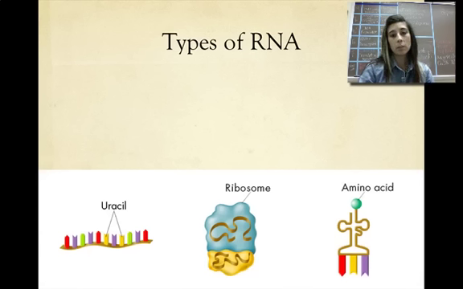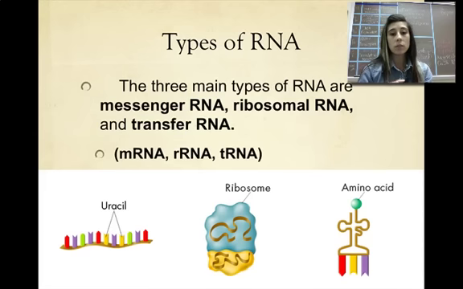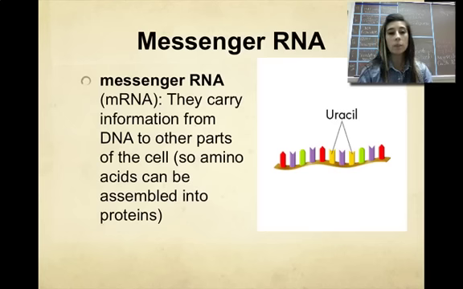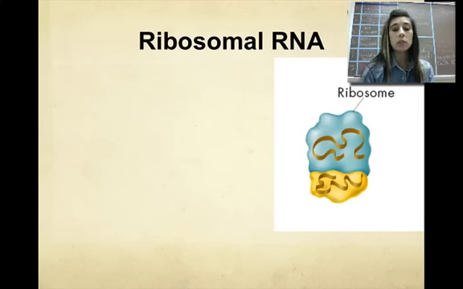Let's talk about three types of RNA. We have three types. We have messenger RNA, ribosomal, and transfer RNA, and we can shorthand those with mRNA, rRNA, and tRNA. Looking at messenger RNA, their job is to carry information from DNA to other parts of the cell so that the amino acids can actually get assembled. So they are the messengers, and that's what we're going to see occurring with transcription and translation for the most part. They're very active in the production of proteins.